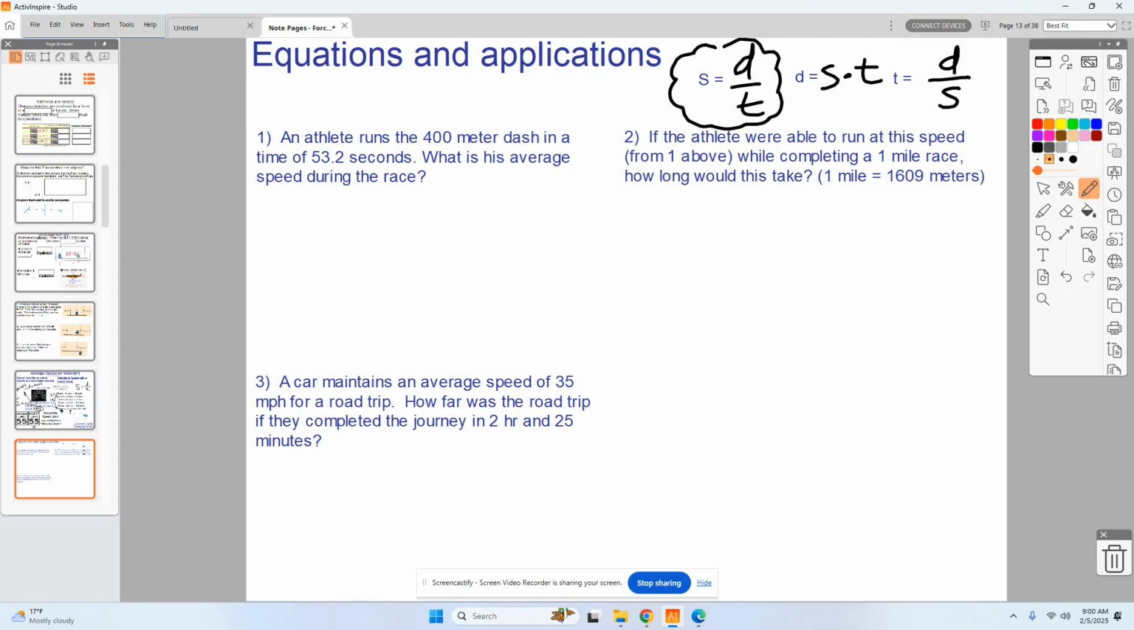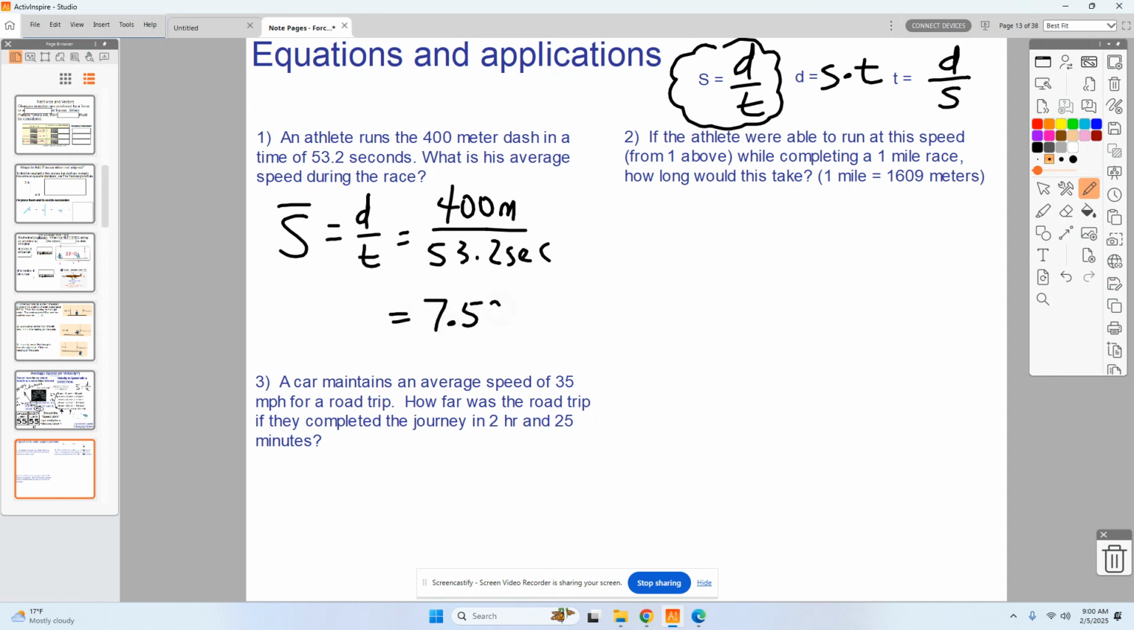Let me show you the average speed during that race. I'll just show you how to do it. I would write that down as speed is distance over time. I would take that 400 meters. I would divide that by the 53.2 seconds. And that would give me, I can't do this math in my head, but I just did this last hour, so I remember that number to be 7.52 meters per second. I don't have to use a calculator for this. But that's what I get, 7.52 meters every second.